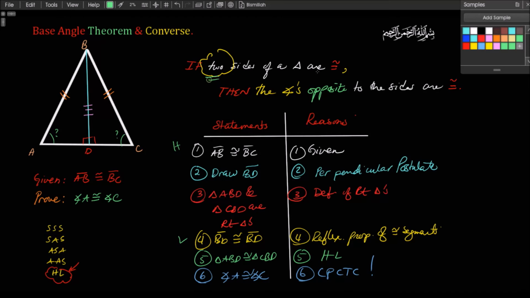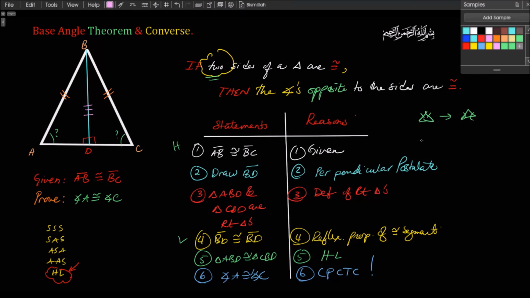If two sides of a triangle are congruent, then the angles opposite to the sides are congruent. This is a very important theorem, the base angle theorem. Now, as I suggested, you can simply write it like this: if the sides are congruent, then the angles are congruent. But it's kind of cool to just know the name of the theorem, right?